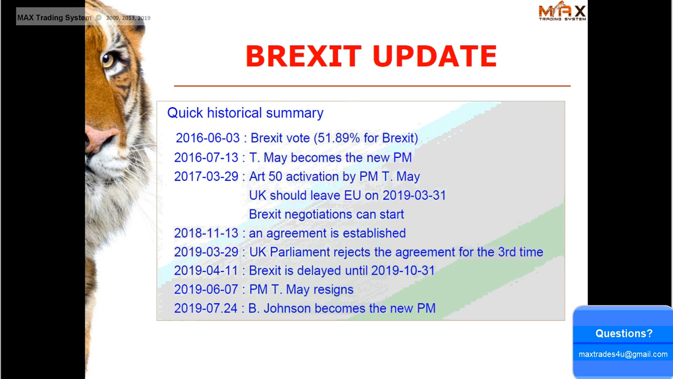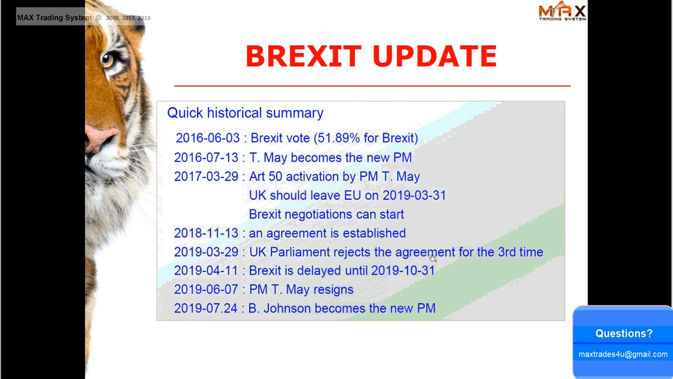So I will not describe all the different steps during that negotiation phase, but on November 13th of 2018, an agreement was established between the UK's May government and the European Union. This agreement had to be proposed to the UK Parliament, and after several rounds, the UK Parliament rejected that agreement.